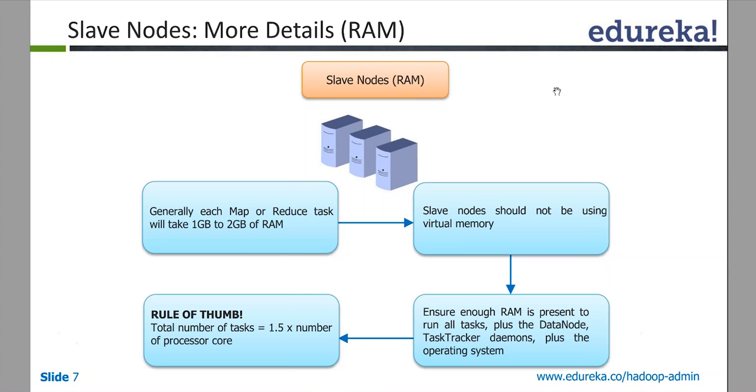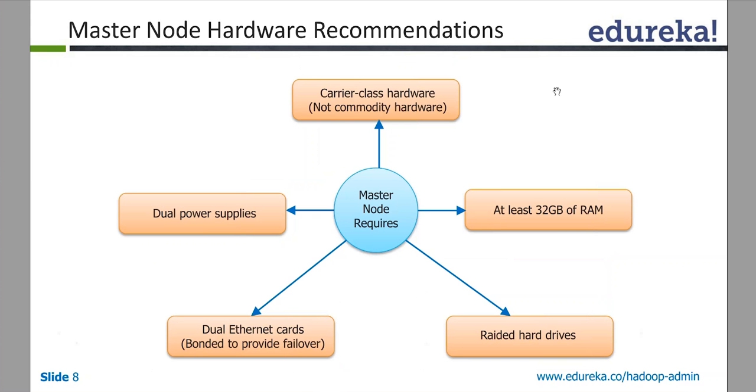But master nodes are always going to be very important. They are going to be one per cluster, and hence you should always put more redundancy, at the hardware level as well as the software level, into the master nodes. That is why the hardware recommendations for master nodes are always multiple. Do not use commodity hardware, do not use cheap hardware for that. Always use enterprise level hardware, carrier class hardware, at least 32 gigabytes of RAM, and 32 is just the starting point, I would say. In today's world, it can go to 100 or 200 gigabytes of RAM as well.